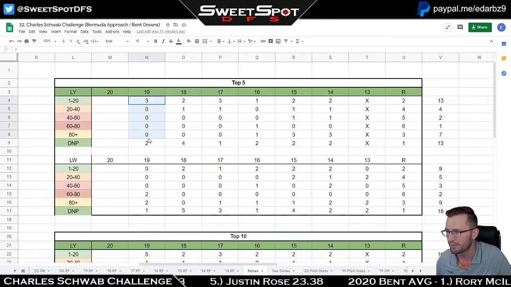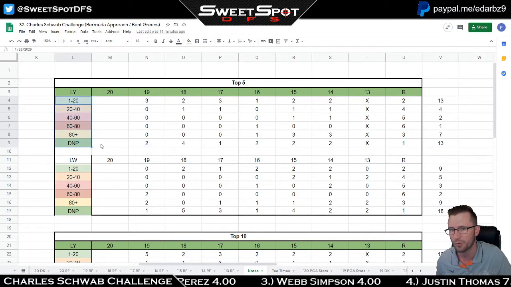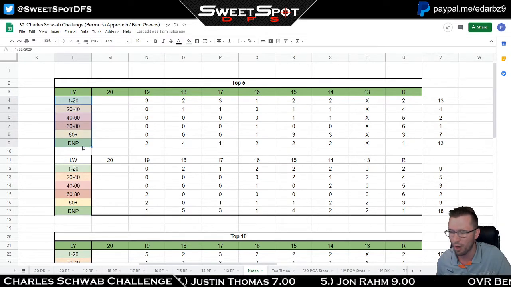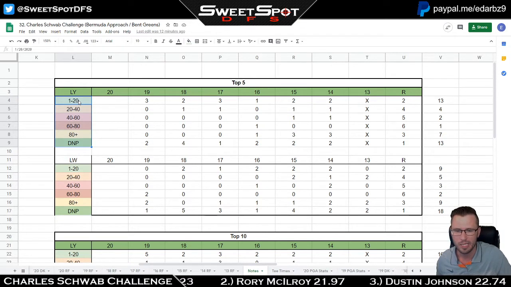So your top 5 finishing positions only had 2 ranges that I have right here, and I only have 6 ranges that I go by. That's the constant from week to week, is these 6 ranges are always the same. I don't change the 6 ranges. It's 1 to 20, 20 to 40, 40 to 60, 60 to 80, 80 plus, and did not play. And that's primarily because the cut used to be top 70 in ties, and we'd always find 77 to 80 golfers. Not always, but most of the time, we'd find 77 to 80 golfers finishing or making the cut.